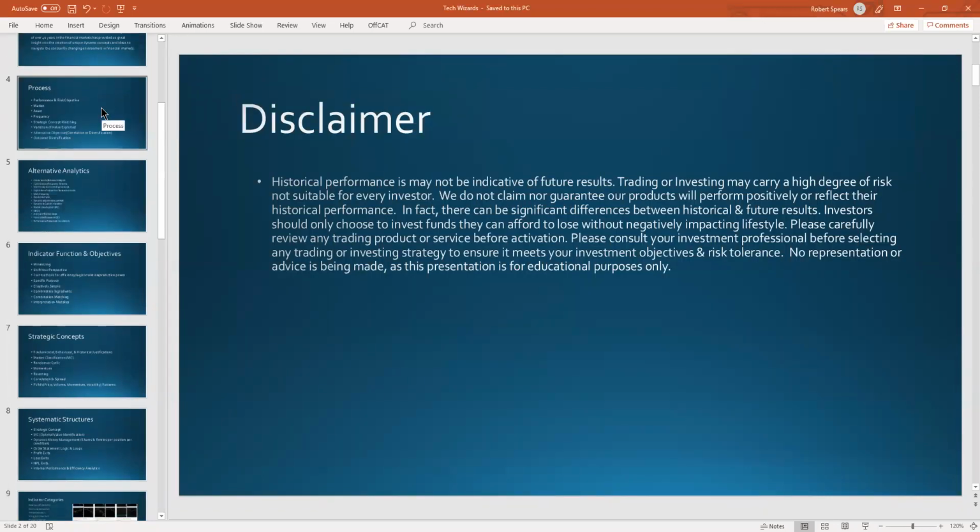All right, historical performance may not be indicative of future results. Trading or investing may carry a high degree of risk, not suitable for every investor. We do not claim or guarantee our products will perform positively or reflect our historical performance. In fact, there can be significant differences between historical and future results. Investors should only choose to invest funds they can afford to lose without negatively impacting results. Please carefully review any trading product or service before activation. Please consult your investment professional before selecting any trading or investing strategy to ensure it meets your investment objectives and risk tolerance. No representation or advice is being made as this presentation is for educational purposes only.